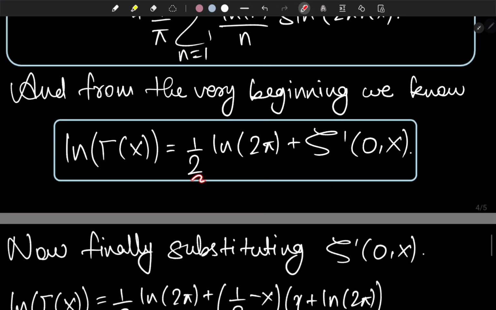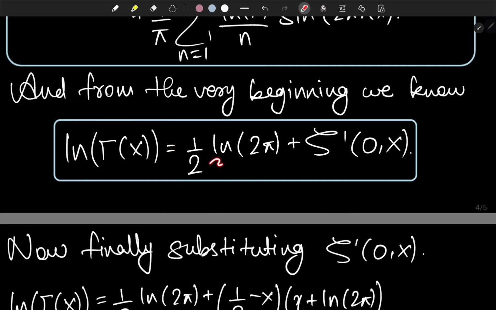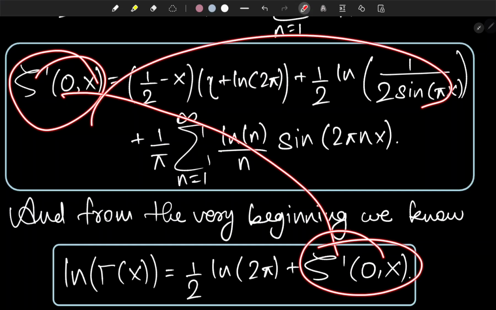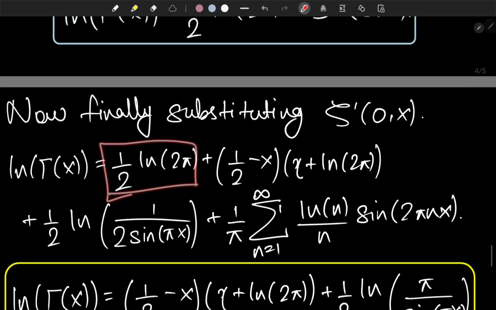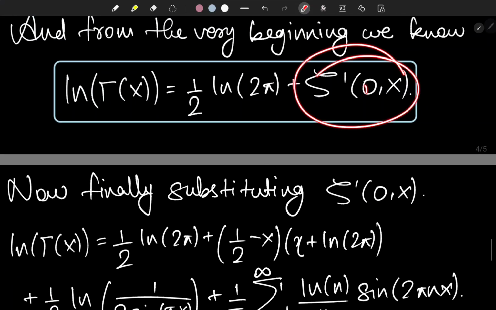And from Lerch's theorem, as I explained in the beginning of this video, we can say the natural logarithm of gamma of x equals 1 over 2, half, natural logarithm of 2 pi plus the derivative of the Hurwitz zeta function of 0 comma x. So now we can plug this back here, and let's talk about the result. Basically the natural logarithm of gamma of x is coming out to be 1 over 2 times natural logarithm of 2 pi, as we had earlier here, and we have this part.